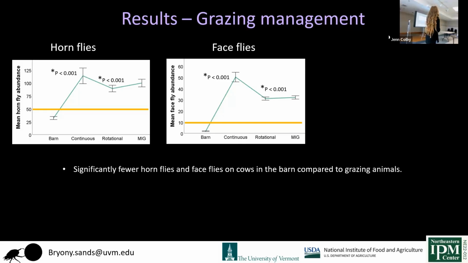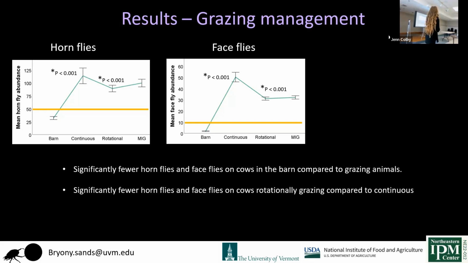Then looking at the grazing strategies, there were significantly fewer horn flies and face flies on cows that were grazing rotationally compared to continuously grazed pastures. So that's interesting. It's not something that we've seen before. Flies are good dispersers, so we expect them to just follow the herd even if they're rotating. But that is quite encouraging that rotational grazing may have a role in keeping fly numbers down.